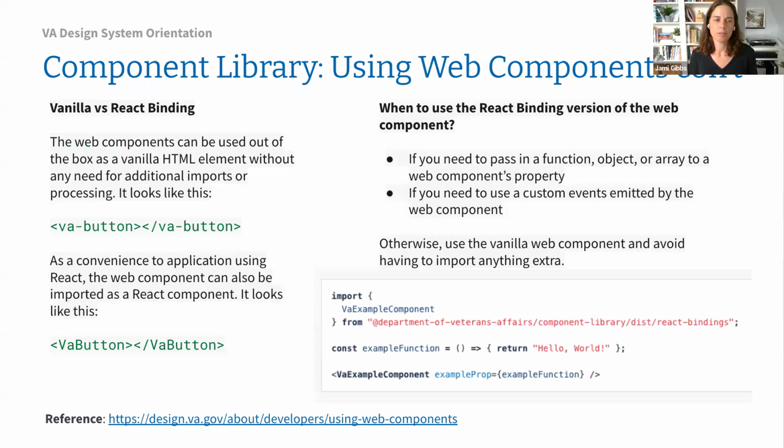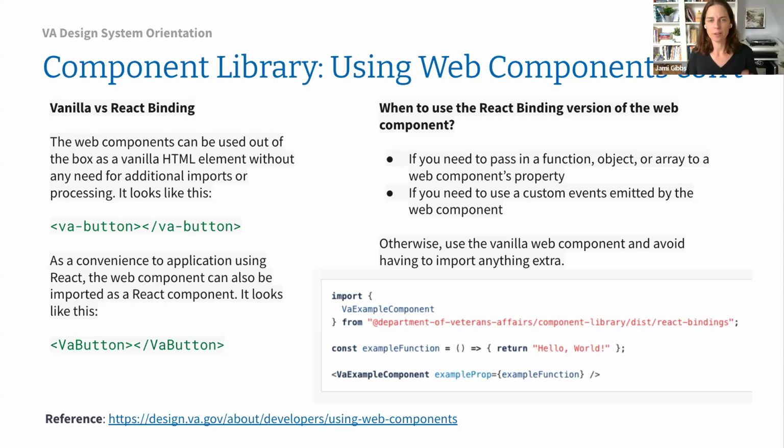There is a distinction in how to render the web component from the component library, depending on if you are using the vanilla version or the React binding version. The vanilla version is just a standard web component. It is what you see regardless of how you're generating the component itself, and it looks just like a normal HTML element. In my example here, it is VA button.